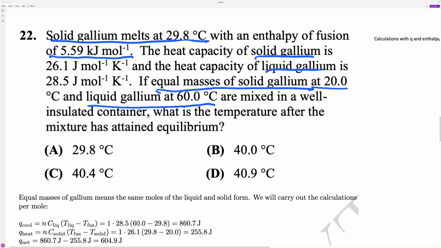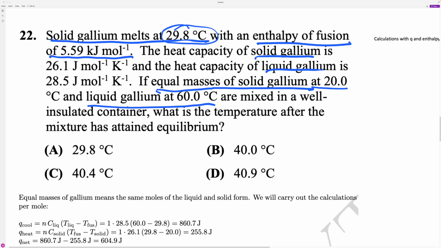So to break down the problem a bit, essentially the liquid is providing the heat to the solution. As it cools down, it's releasing that heat, and the solid form of it is going to take up that heat. It's going to reach the melting point, which is established here, and then it's going to start the fusion process according to this enthalpy of fusion.